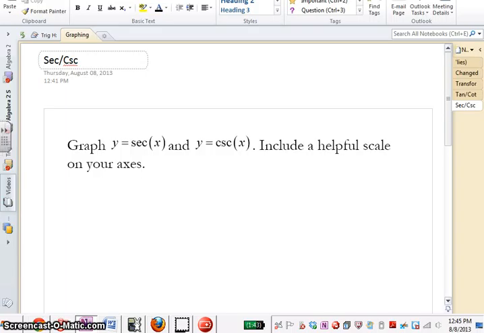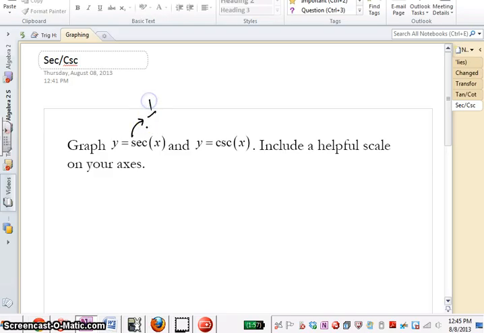Graphing secant and cosecant has a number of similarities to graphing tangent and cotangent. The first important similarity to look for is that secant and cosecant will have asymptotes, vertical asymptotes to be specific, just as tangent and cotangent did. So our first goal is to identify where these vertical asymptotes are.